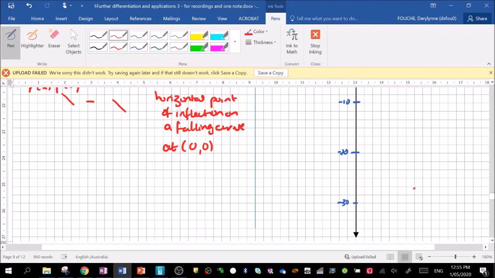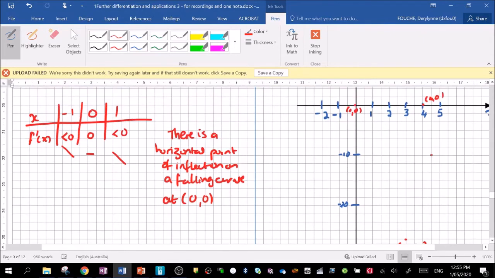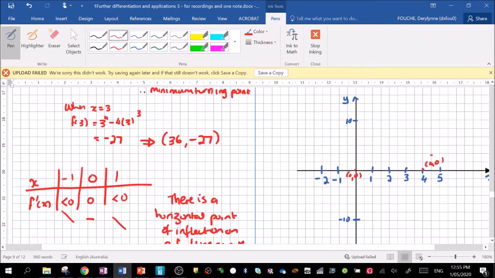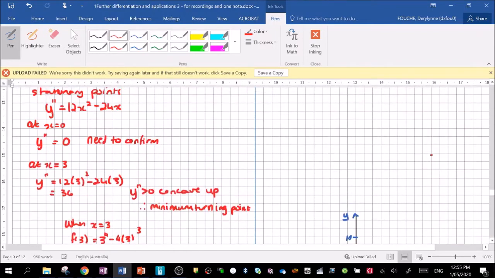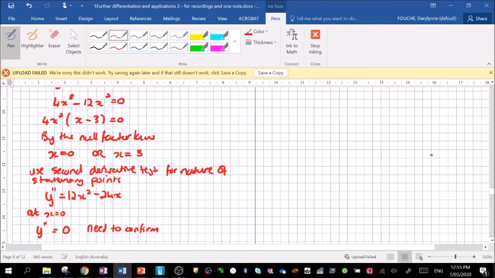So far, this is what I know about my graph. I'm now interested in other points of inflection.